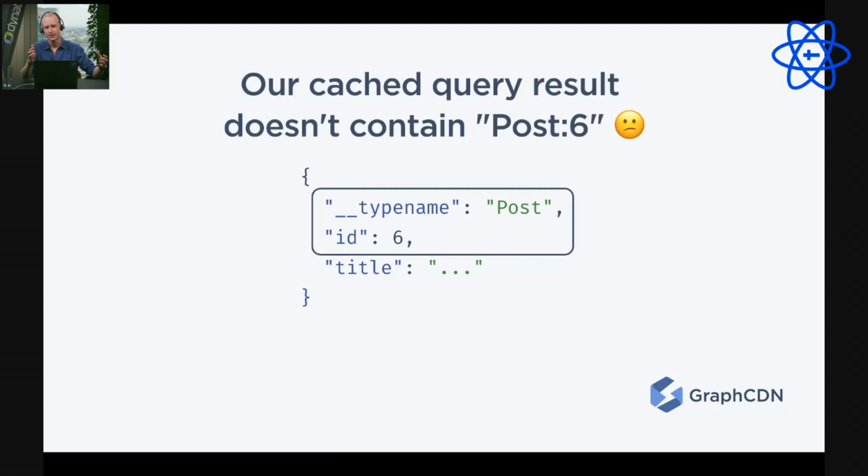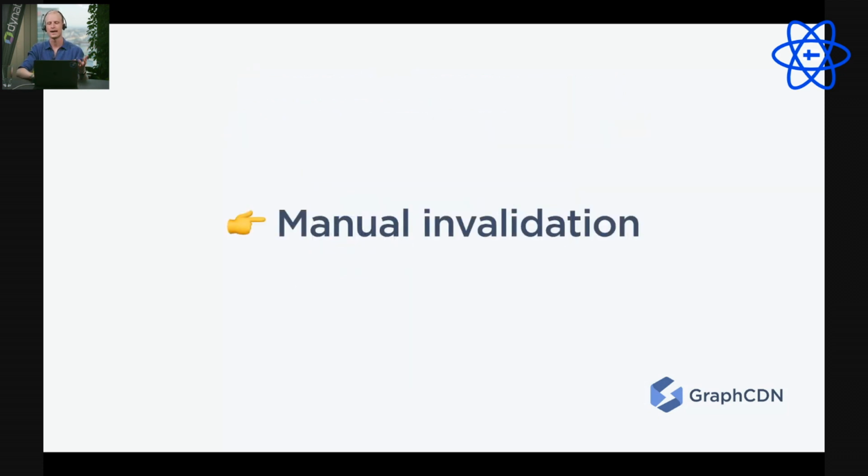But of course, the post with the ID 6 isn't even in our cache dataset, right? We've never seen that post before. All we know is it came back from this mutation. And the GraphQL client cannot automatically invalidate our list of posts because there's no post with ID 6 in there. And so what you have to resort to is manual invalidation.